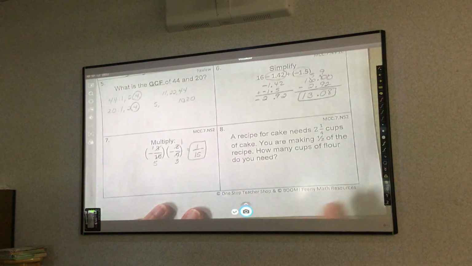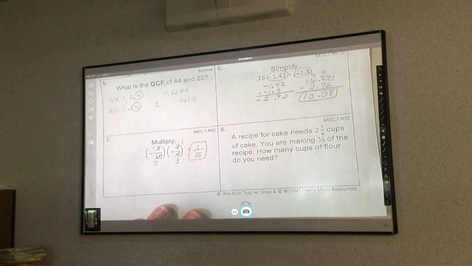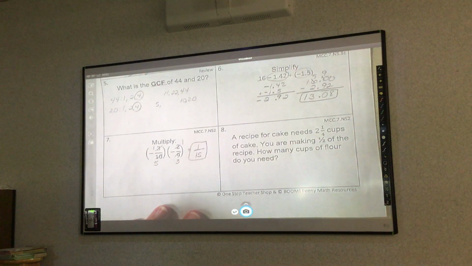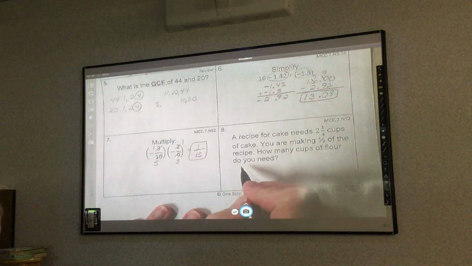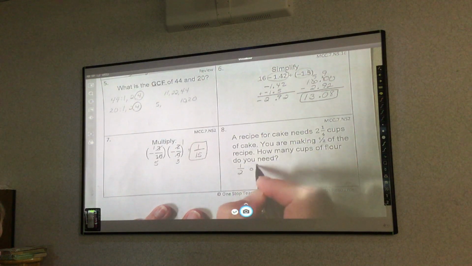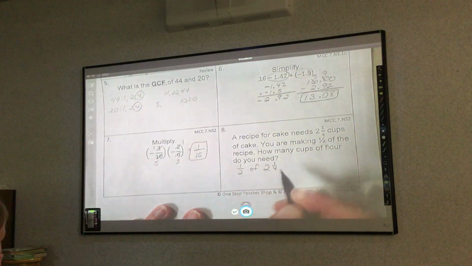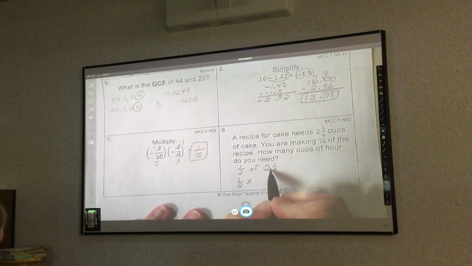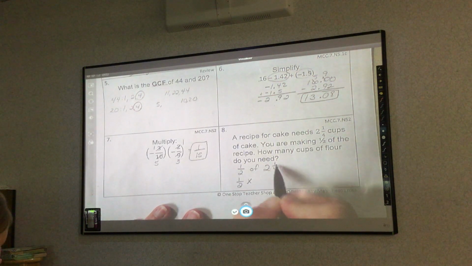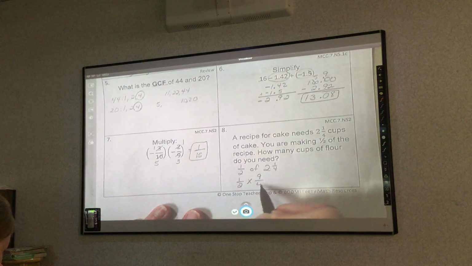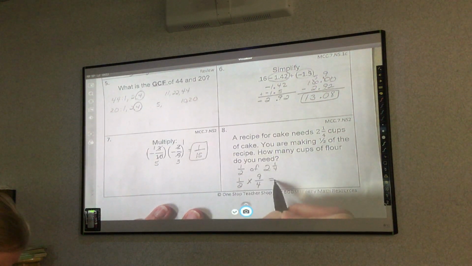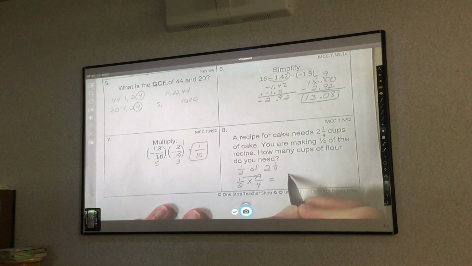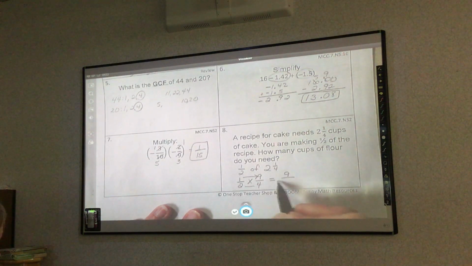A recipe for cake needs 2 1/4 cups of cake. It should say flour, but you are making a half of the recipe. How many cups of flour do you need? So I'm making half of the 2 1/4. I'm going to rewrite it 1/2, and when you see of, it's multiplication. I need to change the mixed number to an improper fraction. So 2 times 4 is 8. 8 plus 1 is 9 over 4. I cannot cross cancel anything, so I just multiply going across. 1 times 9 is 9. 2 times 4 is 8.